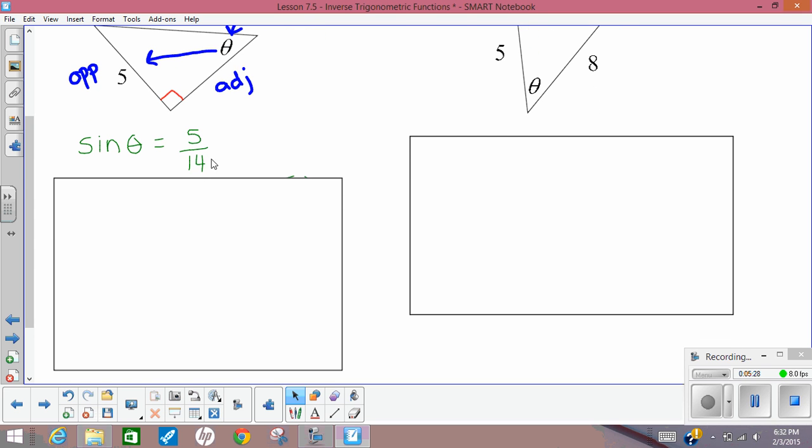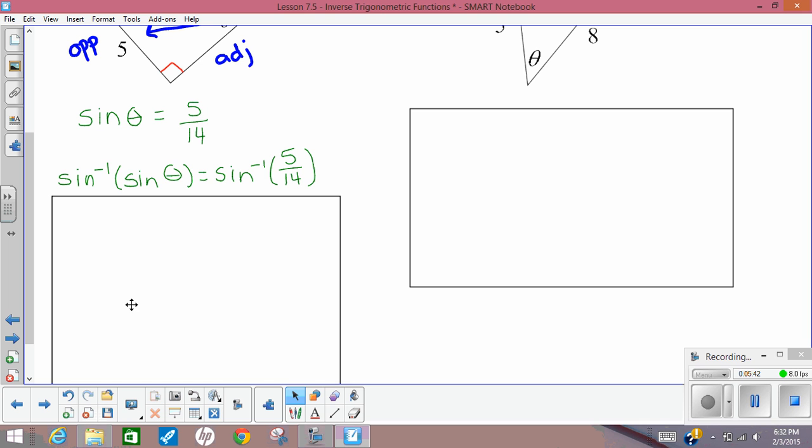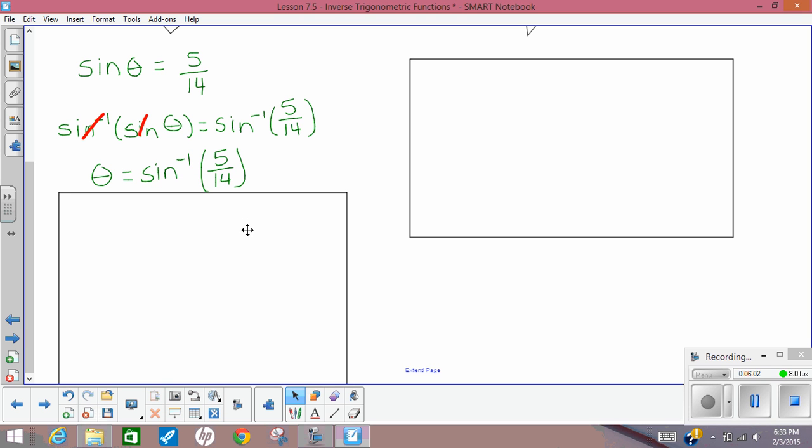Now we want to get rid of sine so that we have theta by itself. We can do that by taking the sine inverse of both sides of this equation. And that's going to look like this. Now the sine inverse and the sine function are inverse functions, which means they cancel each other out. So if I take the sine inverse of sine, those two things are going to cancel each other out, and I'm going to be left just with theta.